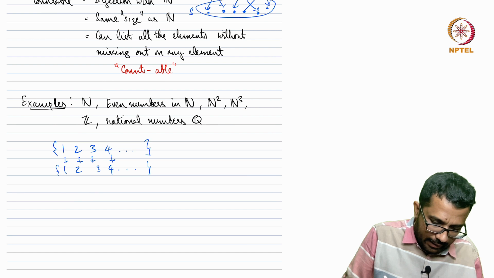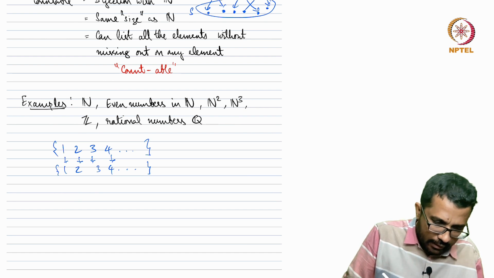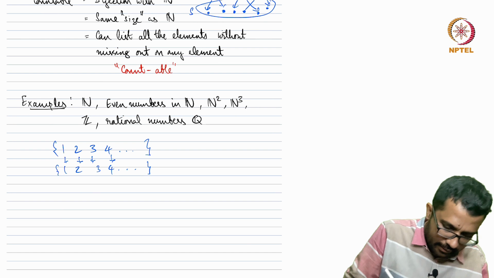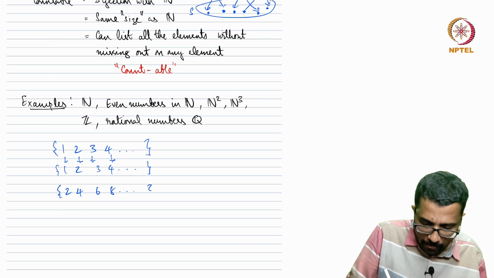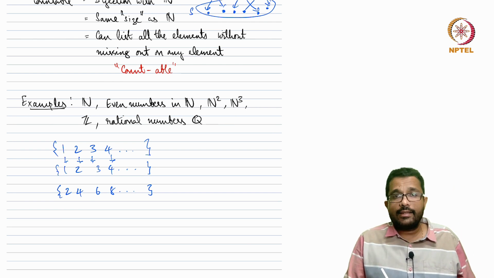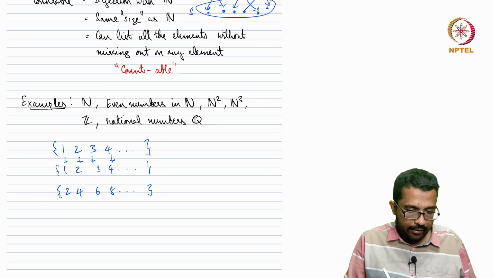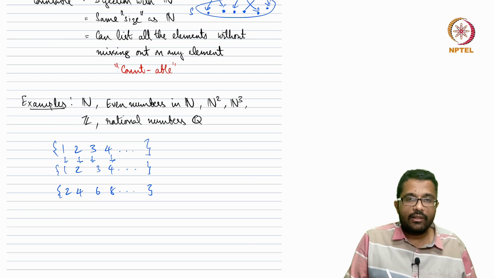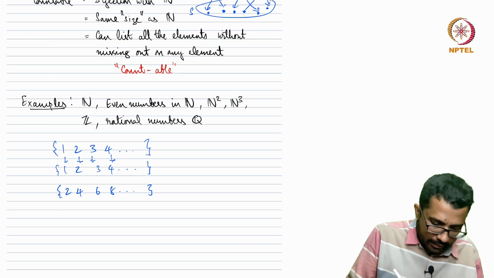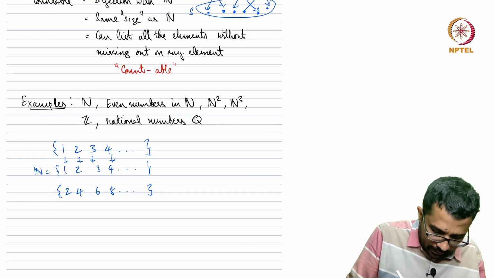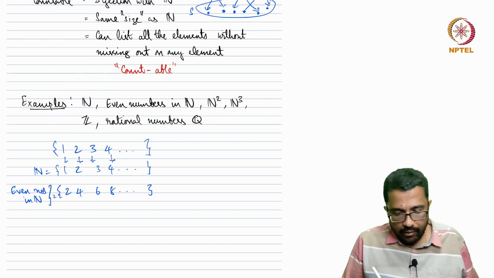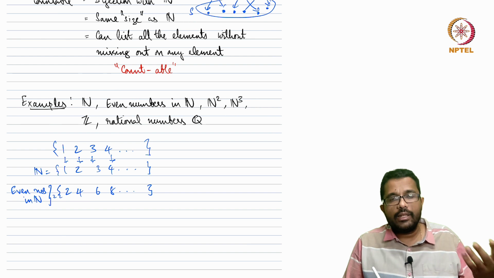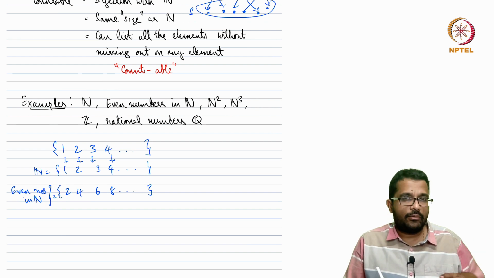Now let's consider a slightly different thing. Consider the set of even numbers in n. Let's say 2, 4, 6, 8. So at first glance, we may think that we cannot have a bijection, because clearly this is n, and this is, let's say, the even numbers in n. This is only half the numbers in n. We are only collecting the even numbers in n.